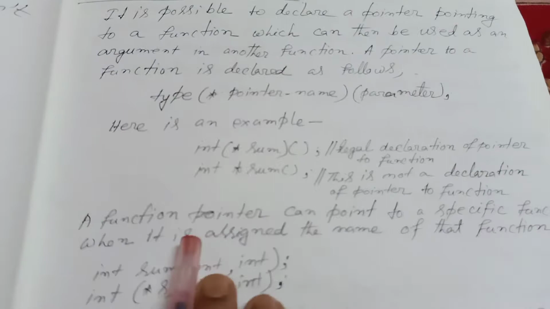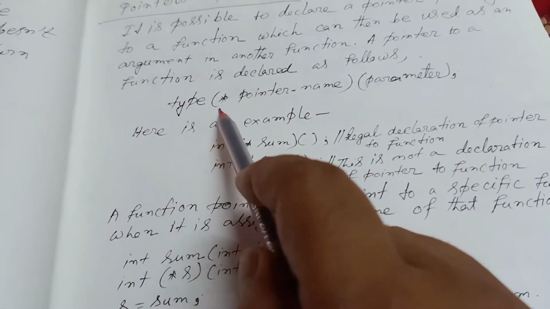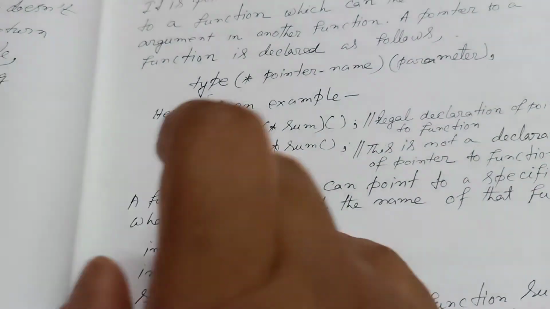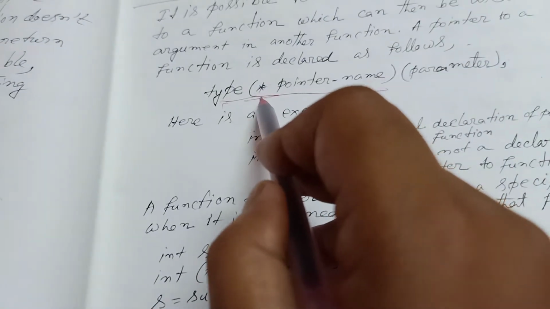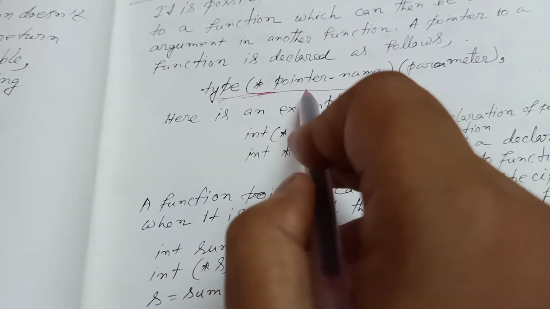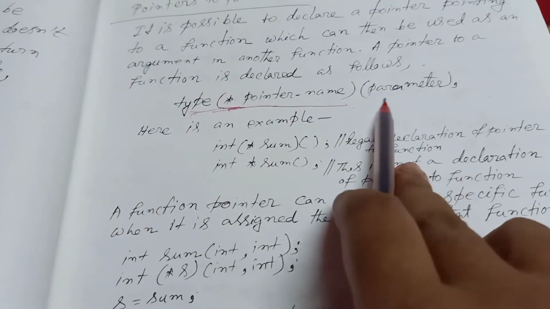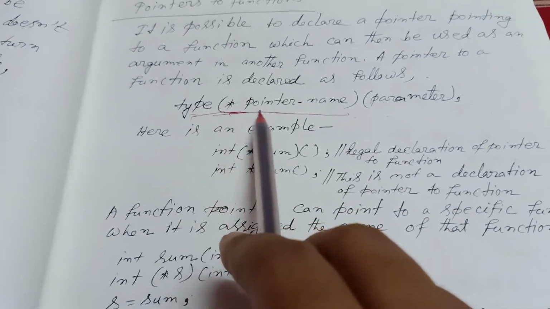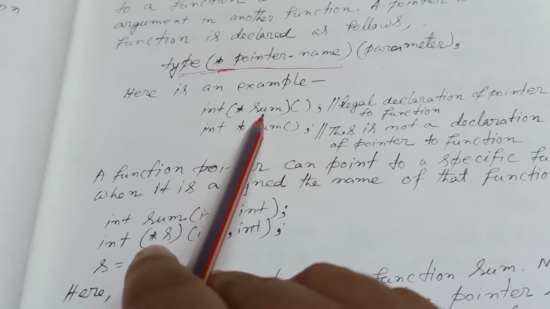How can we declare it? Type, that means which data type we are using. Then, using the pointer operator, the pointer name, and within another pair of brackets we mention the parameters. So this is the syntax. Okay, so let's take an example. int (*sum).